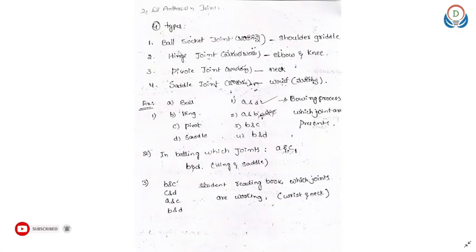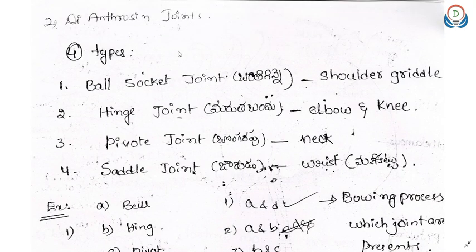The second one is diarthrosis joints. It is of four types, like మనం ఎగ్జాంపుల్ చదువుతాం కదా బాల్ సాకెట్ జాయింట్. మనకి ఇవి చాలా ఇంపార్టెంట్ క్వశ్చన్స్. బిట్ అనేది కంపల్సరీ, ఐ మీన్ మనకి డిఎస్సి అండ్ టెట్లో చాలా యూజ్ అవుతాయి. సో ఇవేంటంటే బాల్ సాకెట్ జాయింట్, అండ్ సెకండ్ వన్ హింజ్ జాయింట్, అండ్ థర్డ్ వన్ ఇస్ పైవట్ జాయింట్, అండ్ fourth one is a saddle joint.